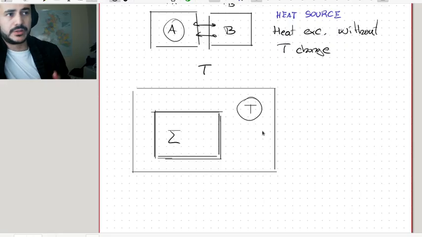Otherwise, it's just a non-equilibrium process in the presence of a heat source. We don't give it a special name. So for us, when the process is not quasi-static, it is not isothermal, okay?